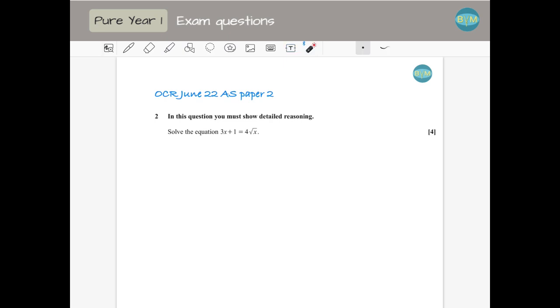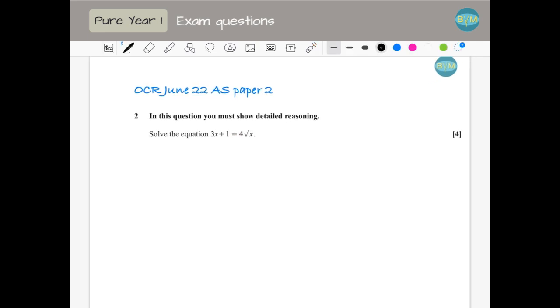Hello, this is question 2 on your OCR June 2022 AS paper 2, and it's an equation. We have to solve it and we have a square root, so the first thing I would recommend you do is square it, so we get rid of the square root from the beginning. If we square both sides of the equation, we have (3x + 1)² is going to be equal to 4 root x squared.